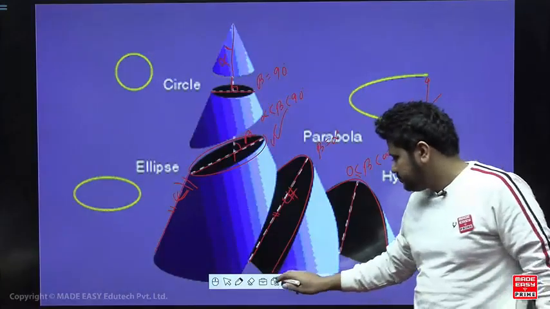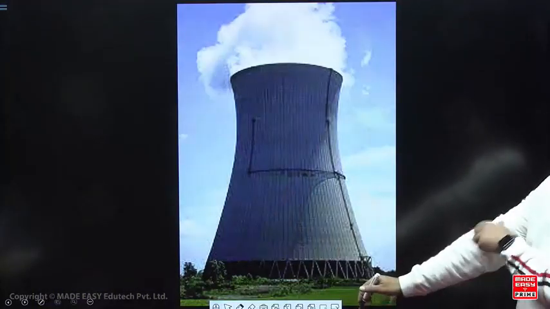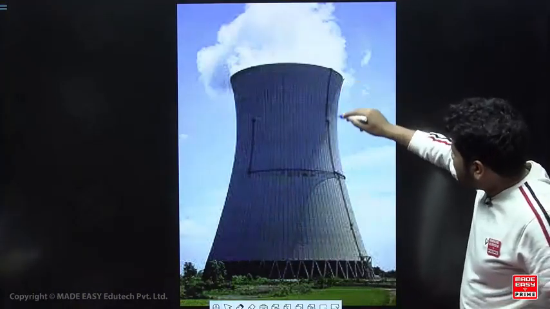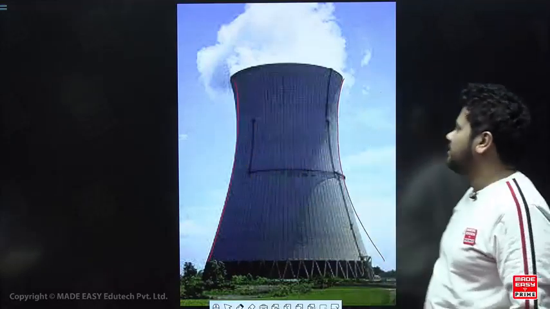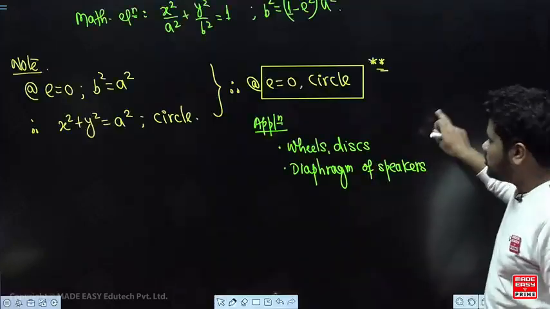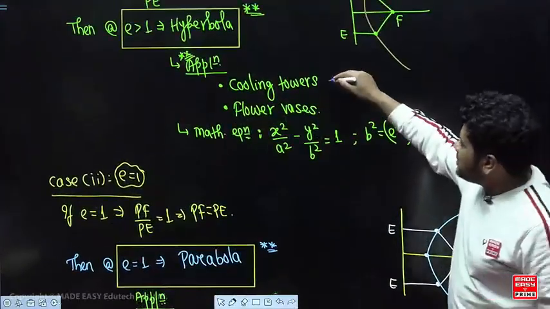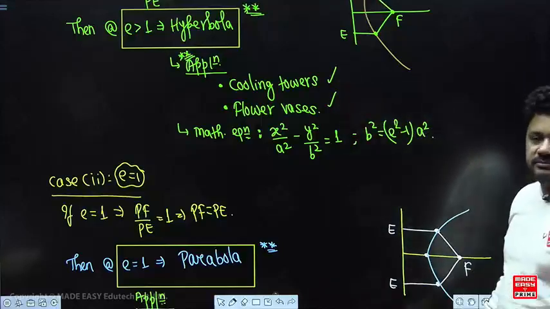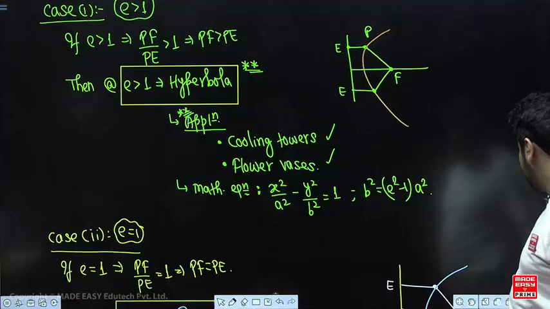Look carefully. This is the application of the hyperbola. You can see that this is called a cooling tower. So this curve is your hyperbola, correct? So in hyperbola applications, what have you written? In hyperbola: cooling towers, flower vases, isn't it? So this is for the hyperbola, case number 1, cooling tower and flower vases.